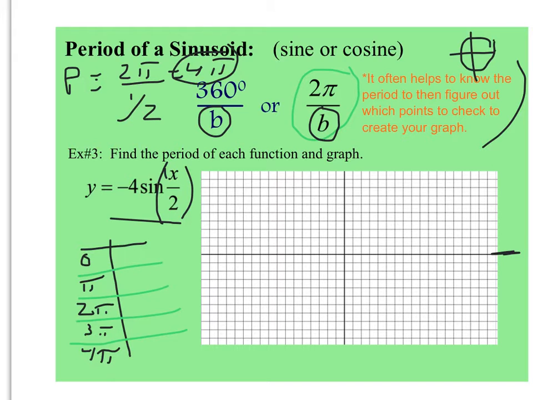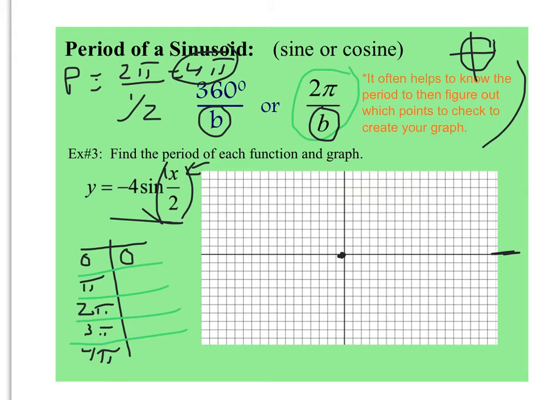And now, once again, I'm going to try and figure this out. So if I substitute a 0 in there, just listen to me verbally because I'm running out of room. 0 over 2 is 0. Then I do the sine of 0. The sine of 0 is 0. Then I do 0 times -4, which is 0. So 0, 0 is going to be a point.